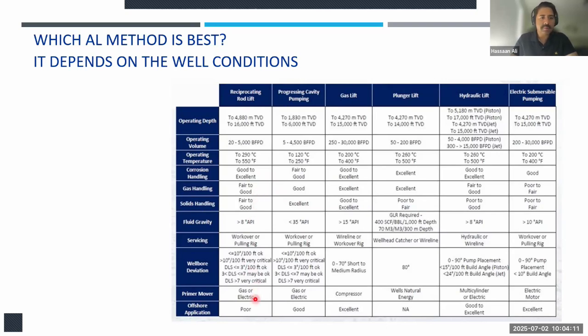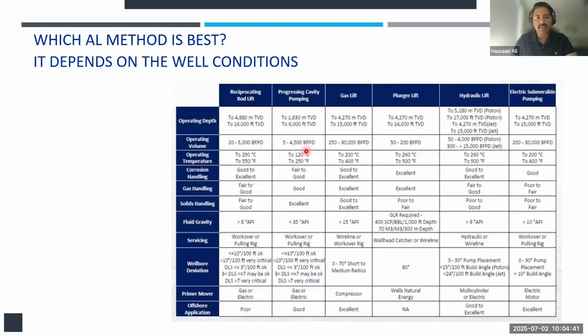And then for the offshore applications, it's a very poor application because it takes a lot of space. And offshore, we have very limited space. But if you go towards the progressive cavity pumps, they are really good for gas handling. They are really good for solids. They are, in fact, considered one of the excellent methods to select if there is a lot of solids in your wellbore. And they can go all the way from 5 barrels of fluid per day to 4,500 barrels of fluid per day.